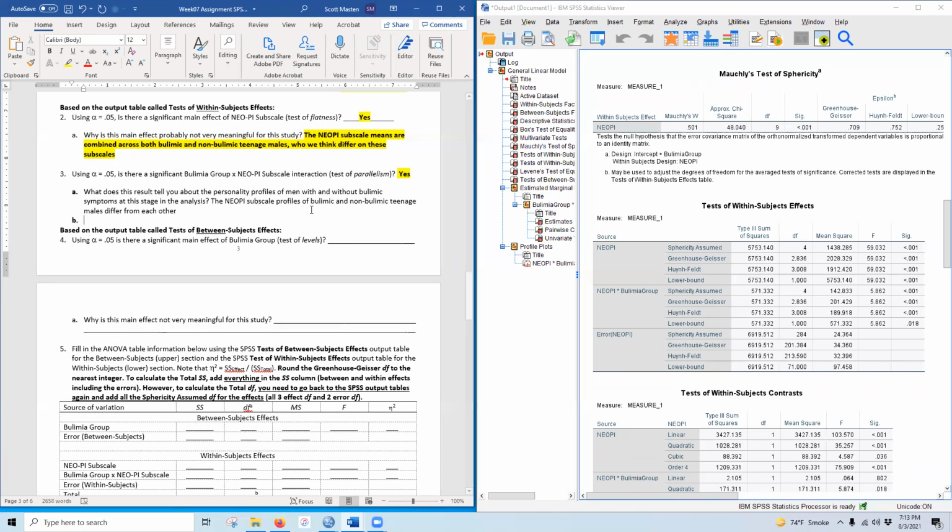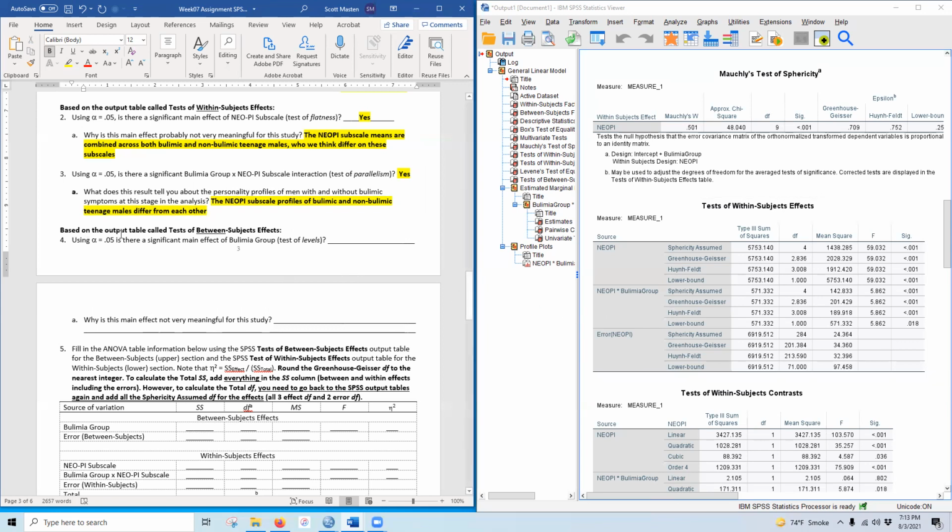That's not a bad answer right there. So cool. That means that they don't have exactly the same profile or pattern of scores across the bulimic and non-bulimic males. So cool, that could be kind of fun. It means we get to do follow-up tests, which is where this just gets crazy.